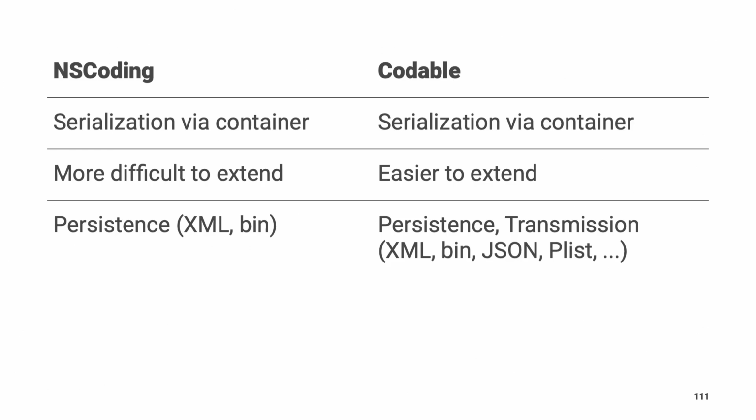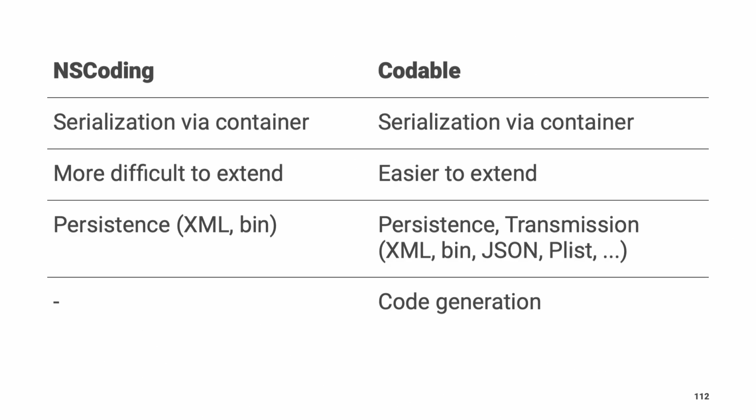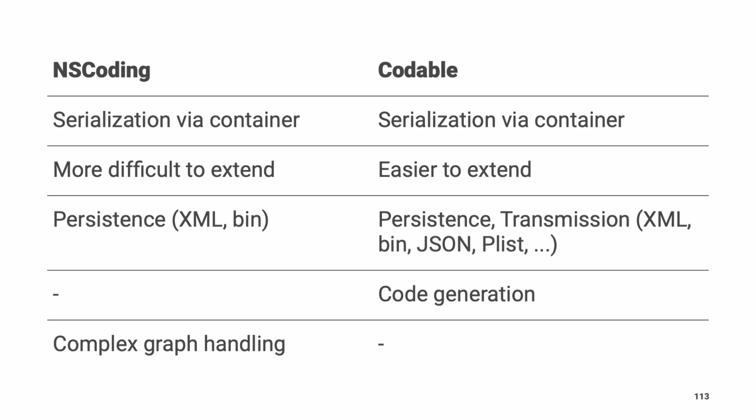In the NSCoding system, we have the only coder, NSKeyedArchiver, and it's being used only for persistence. And in the Codable system, on the other hand, we have at least two coders out of the box: one works with JSON, another one with plist. Codable has code generation at compile time, and NSCoding doesn't, so we have to implement lots of code ourselves or with the help of some third-party generators. But NSCoding has the decoder to handle complex graphs, and Codable doesn't.